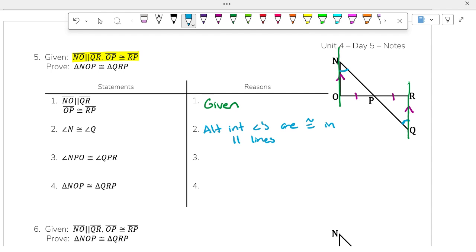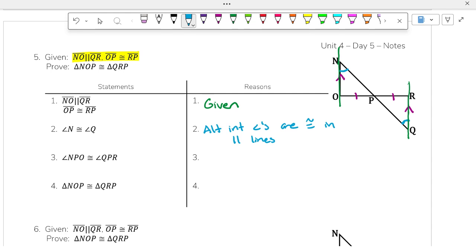So in the previous statement, it was the NO is parallel to QR that helped us conclude that these two angles were congruent. Because as soon as we knew that these two lines were parallel, we can use any parallel line theorem. So alternate interior, same side interior, corresponding, whatever. All right. So just note, if they give you parallel lines somewhere in there, you're probably going to be using one of those parallel line theorems.